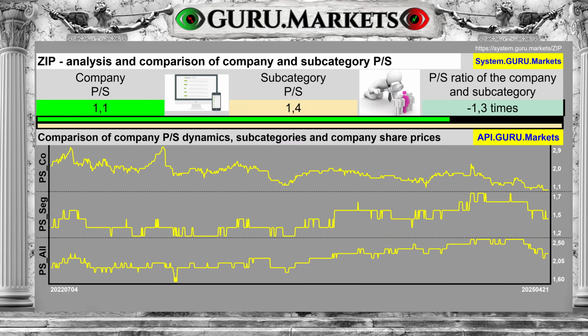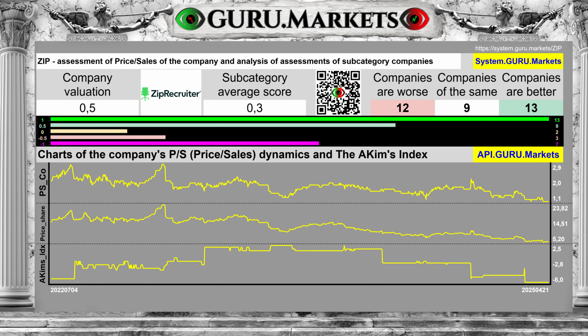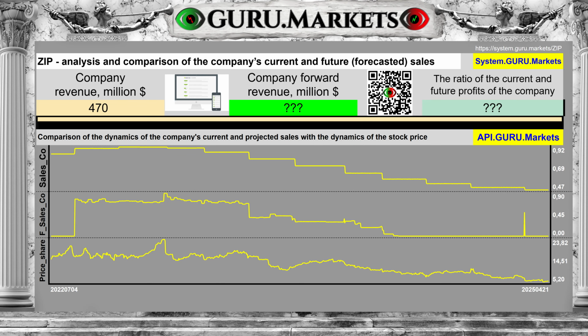The company's price-to-sales ratio is 1.1. The average for the subcategory is 1.4, which is 21% lower than in the subcategory. Assessment of the indicators of the exchange price to its revenue in comparison with indicators in the subcategory: good, 0.5 points. Revenue for the last 12 months was $470 million. Forward revenue for the next 12 months is unknown, and this is negative for the company's prospects.